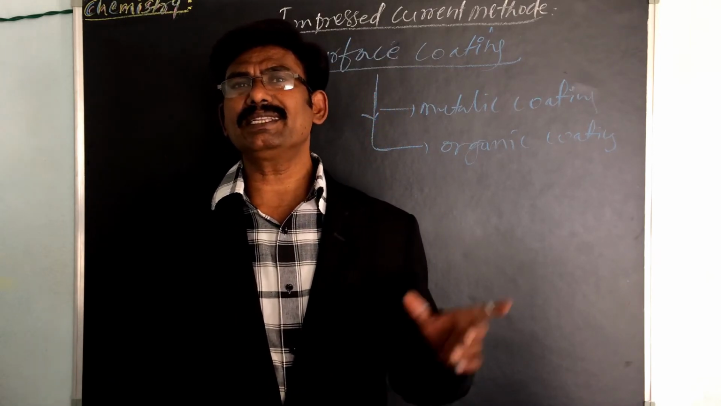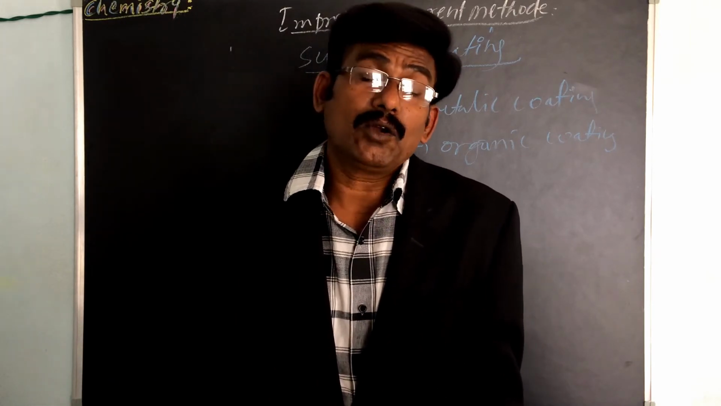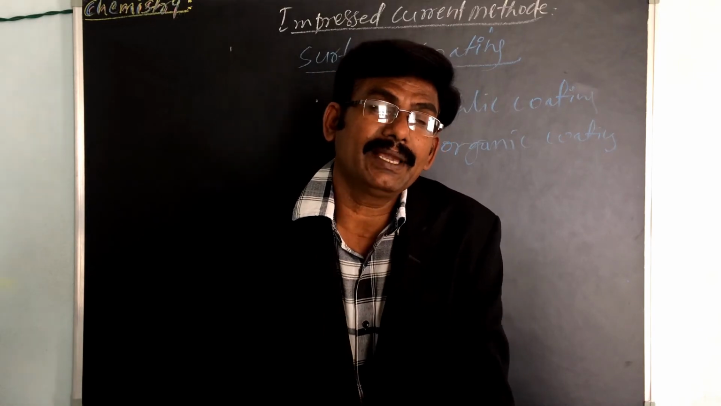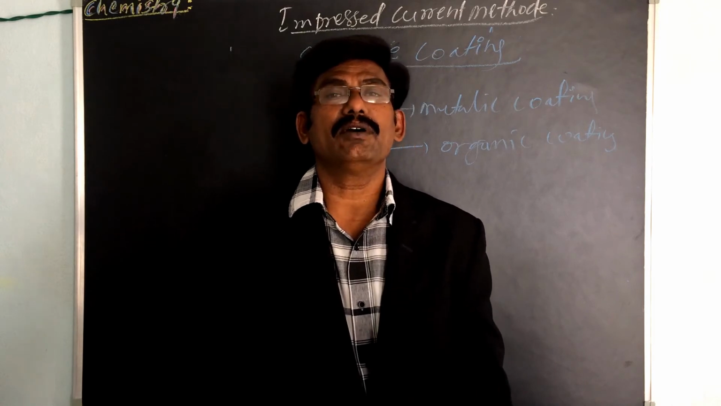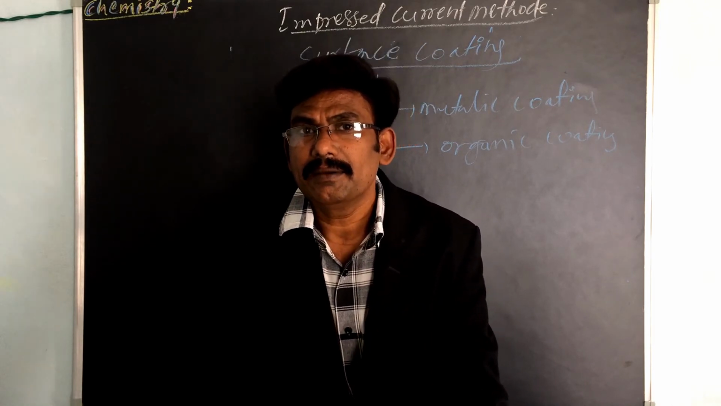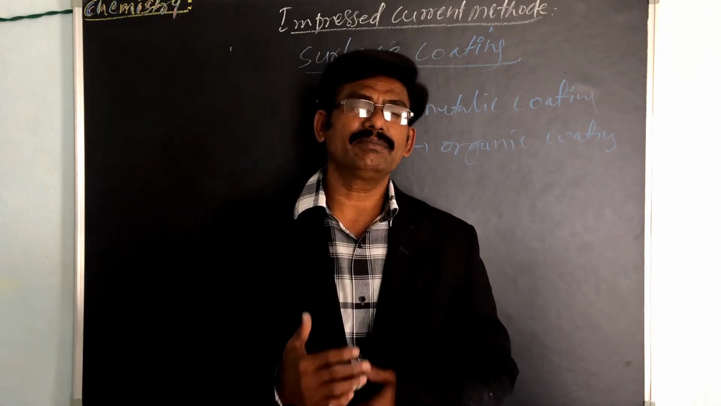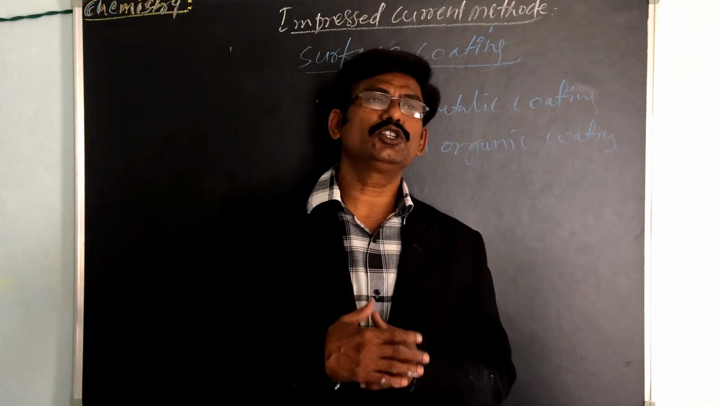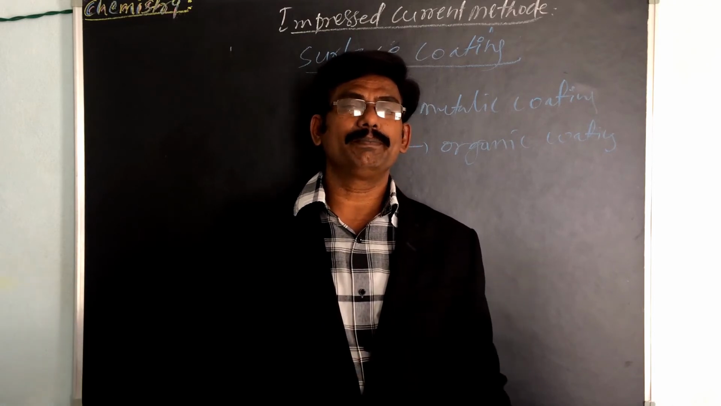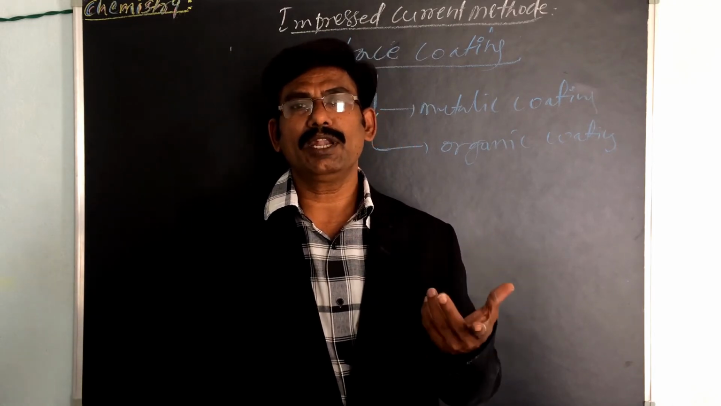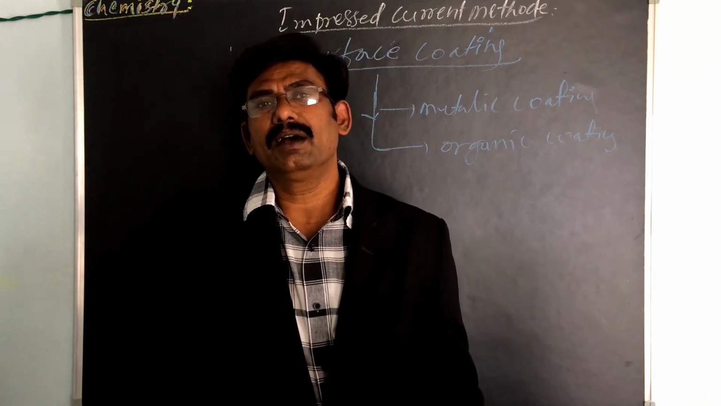So what are the requirements for protection? The coating applied must be chemically inert to the environment. So it should be chemically inert. The coating must prevent the penetration of the environment. For example, when we are painting the iron, the paint should prevent penetration. I mean, the coating must prevent the penetration of the environment.